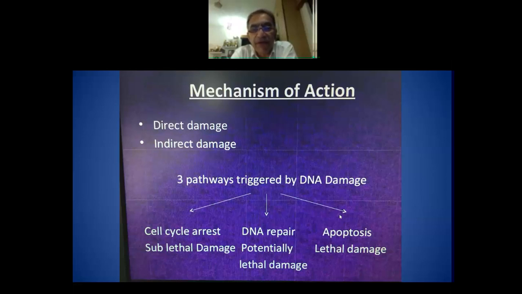So if you see this first slide of mine, basically radiation has all its impact on the DNA of the cells. There's something we refer to as sublethal damage. Then there's something called potentially lethal damage. And then finally you have lethal damage, which is referred to as apoptosis.